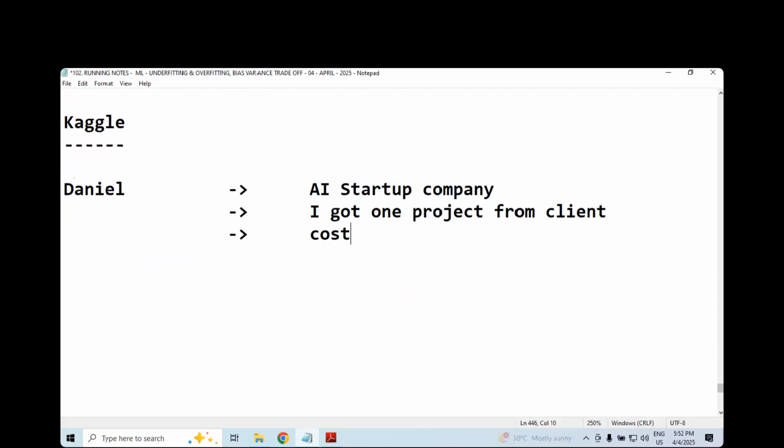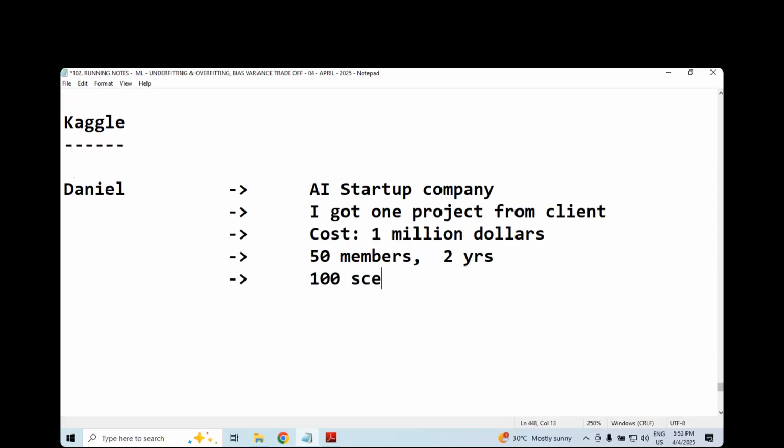Imagine the project cost on an average, the quotation will be $1 million. Think like this. I need on an average 50 members actually. And plus, the duration will be 2 years. These are all a kind of 100 scenarios. Total 100 scenarios we need to implement actually. Then the project we can close.